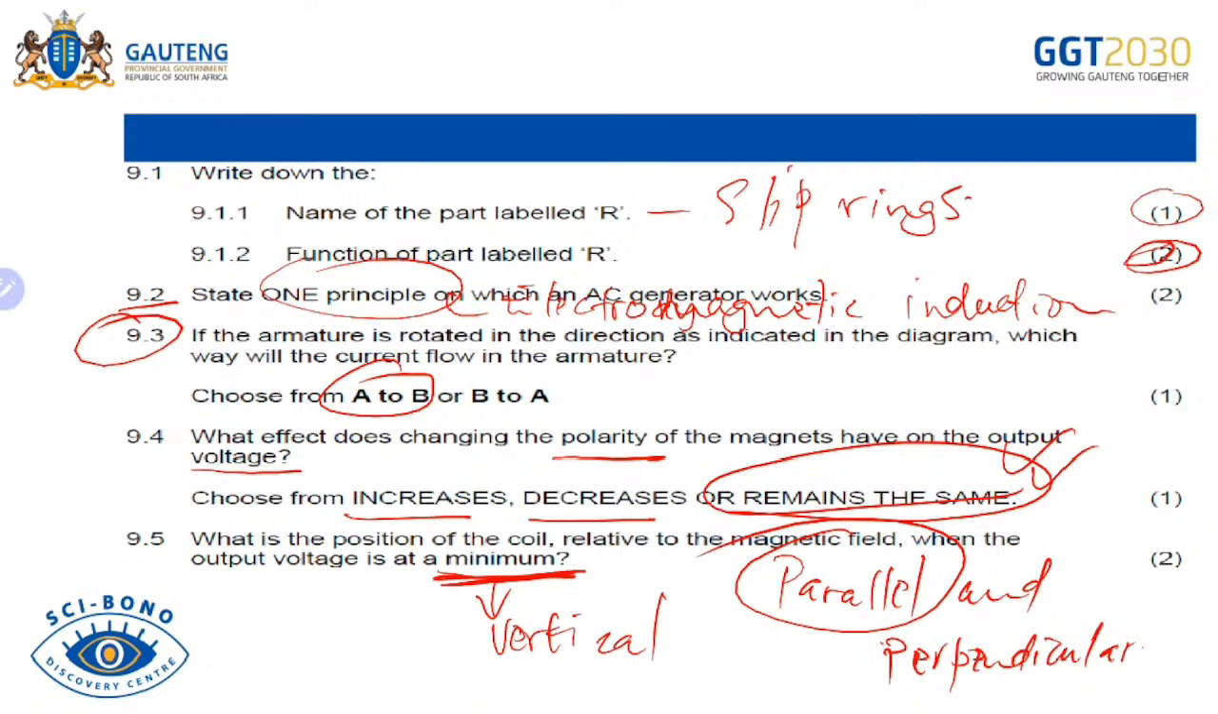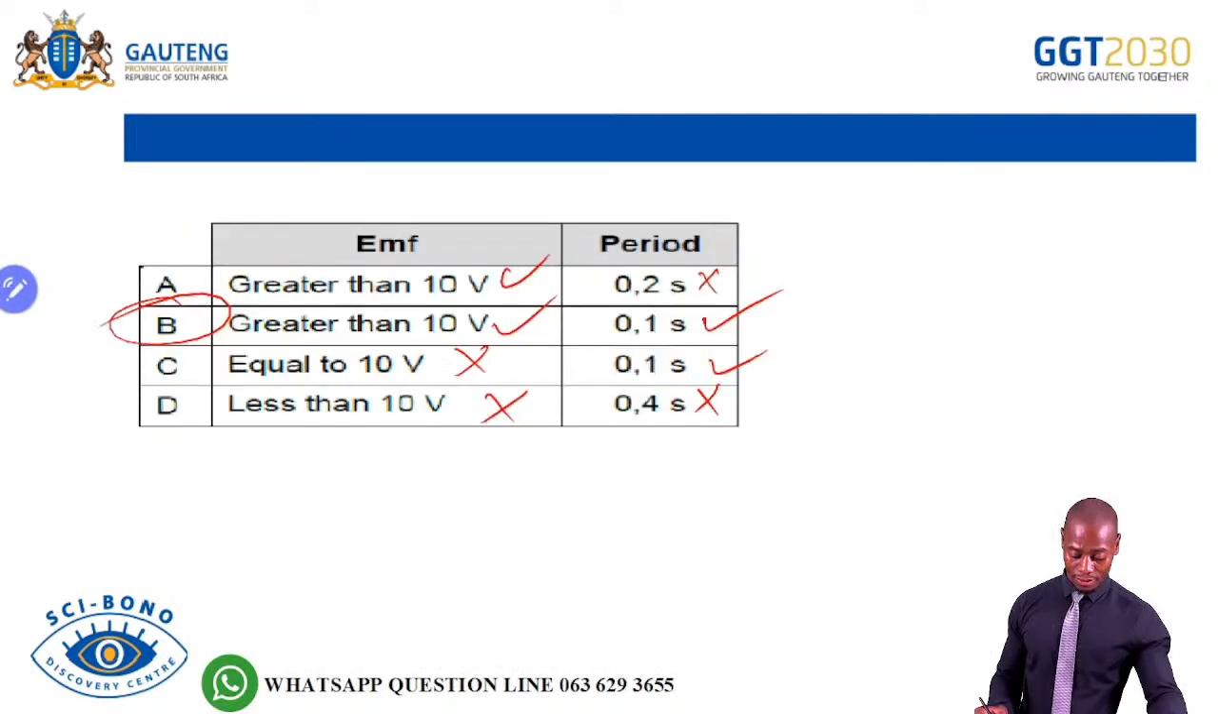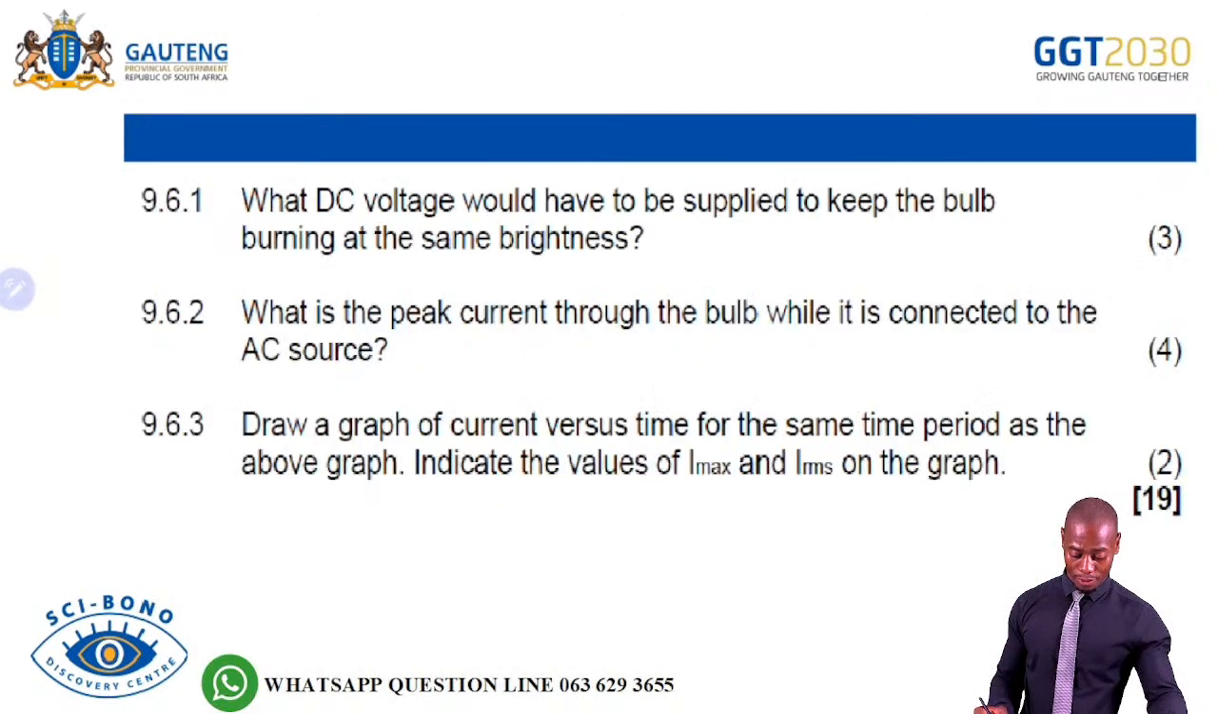Why am I saying parallel? Let's go back. They are talking about the coil relative to the magnetic field, not the normal relative to the magnetic field. If it was the normal relative to the magnetic field, then we would choose perpendicular. But it's the coil relative to the magnetic field, so it will be parallel. Let me go back to this slide because this will assist us to understand what I'm talking about.